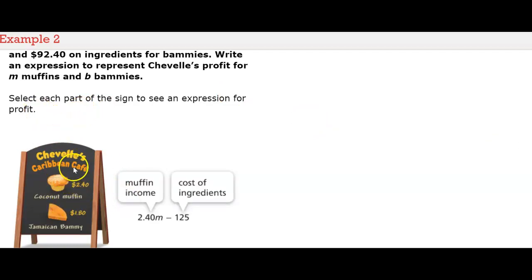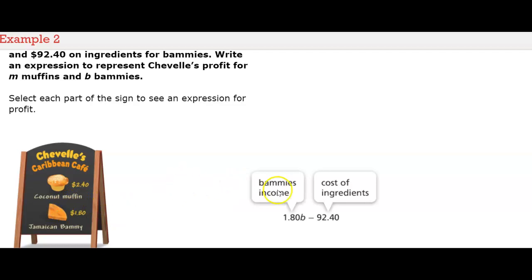So for the coconut muffins, they are $2.40 per muffin, and the cost of ingredients for the muffins is $125. So you're going to subtract that amount of money from how much money you make from selling them. Then the Jamaican Bammy is $1.80 per Bammy, and the cost of ingredients for those is $92.40. So you're going to subtract that amount from however much money you make from selling those.